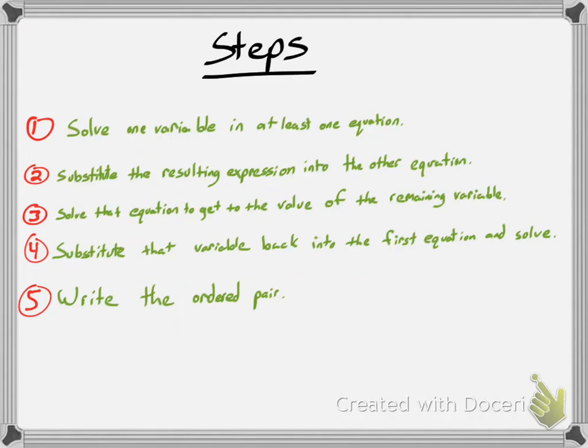Step 2, substitute the resulting expression into the other equation. This is after you solved it for one of the variables. The idea is that you're eliminating basically one of the variables, and you're going to only have one variable to solve for, which is number 3, that's what you're going to be doing. You're going to be solving for the remaining variable. Number 4, after you solve for that, you're going to plug that value back into the equation, and you're going to solve for the last variable.